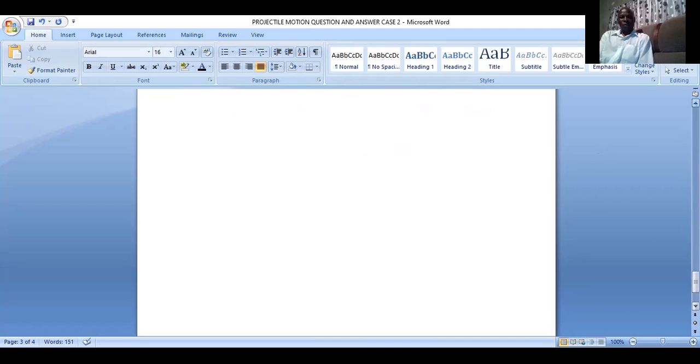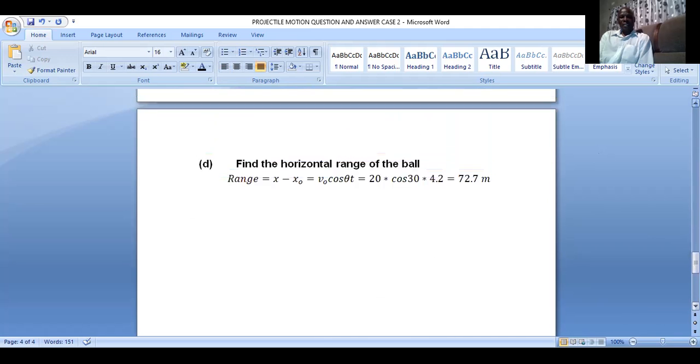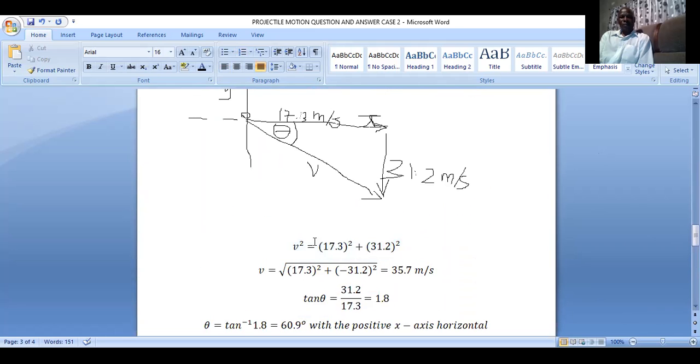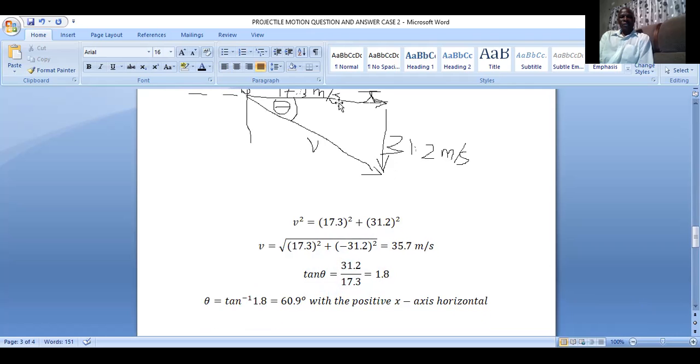And so to enable us to find the velocity, we merely use Pythagoras theorem, where we're saying this resulting velocity, v squared, is equal to 17.3 squared plus 31.2 squared. And so the velocity, using Pythagoras theorem, you can square the whole of this and you get 35.7 meters per second. And so it means that we have found this resultant velocity at impact.